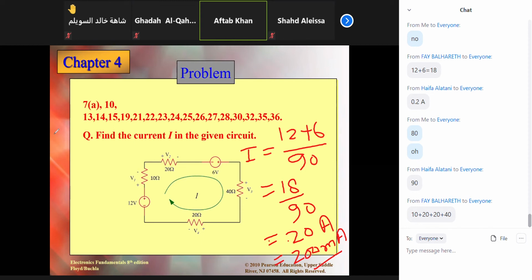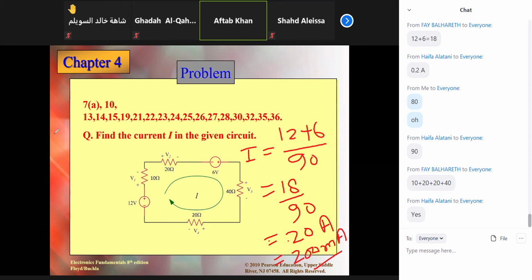We can also apply KVL here. What is that? Kirchhoff voltage law. It says that the algebraic sum of all the voltage drops and sources is equal to 0, or we can say the sum of the sources is equal to the sum of all the drops. So we can also use it.